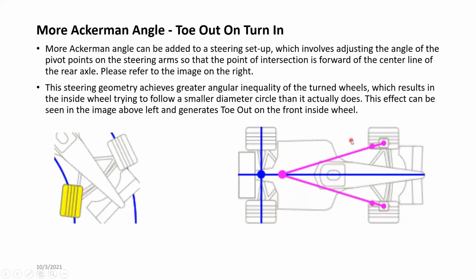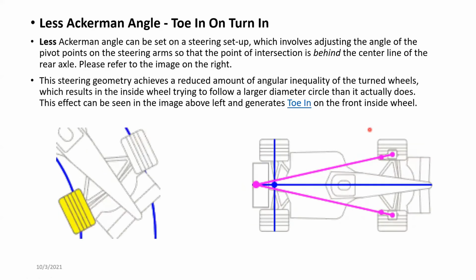More Ackerman angle means these two lines, the steering knuckle connections, when we extend these lines, connect before the center point of the rear axle. So these are intersecting before the rear axle, right? This is known as more Ackerman angle. Then the other one, if it is beyond or behind the rear axle, is known as less Ackerman angle.